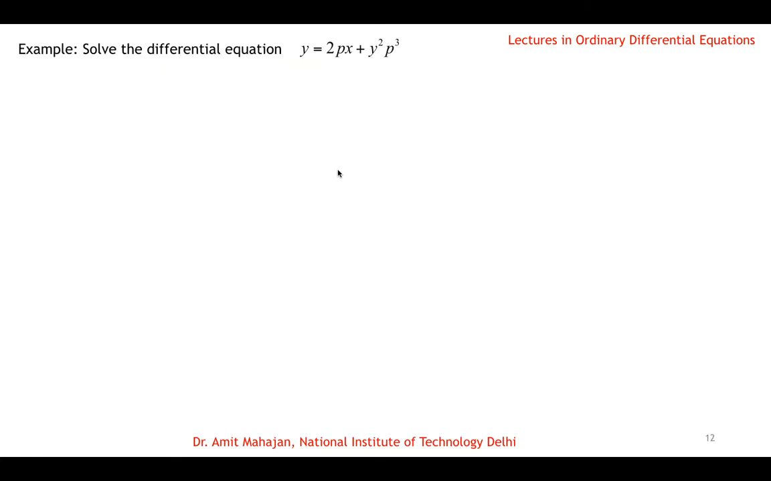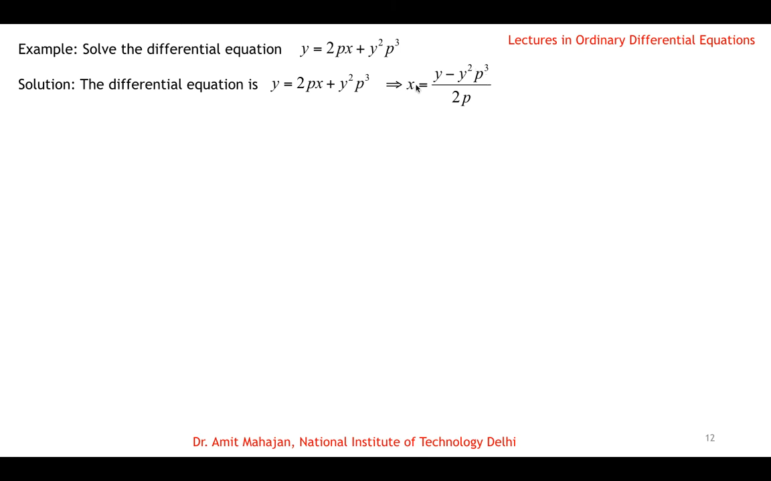Let us take the example y is equal to 2px plus y square p cube. In this case it is not solvable for y because we have y here and also y here as a quadratic, so we cannot separate y on one side and px on the other. But we have x only at one place in this whole equation, so we can separate x. So we can write this equation as x is equal to (y minus y square p cube) by 2p.